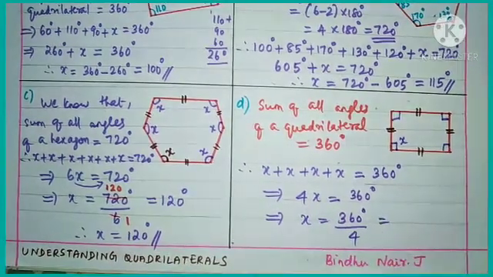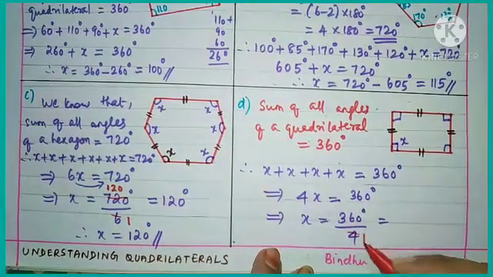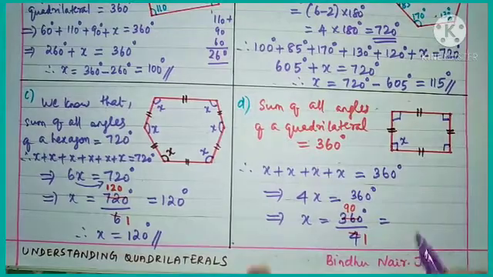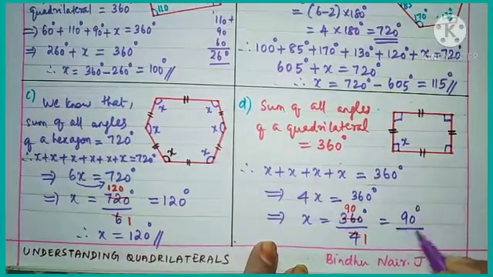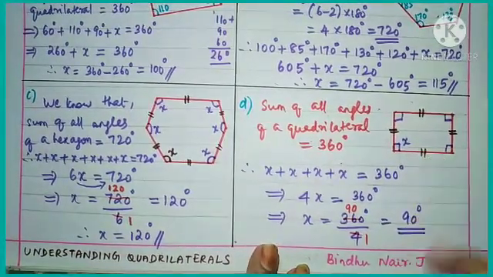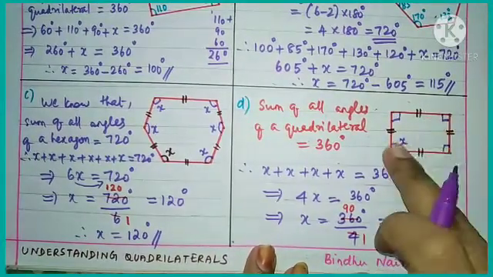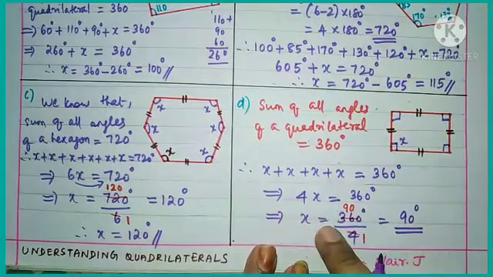So reduce that, 4 table, 1 4 is 4, 9 4s are 36, 0. So what is the answer, children? 90 degrees. So that is the angle of a square. Okay, in a square you know already each angle is equal to 90 degrees. So that only we got here also, x is equal to 90 degrees.